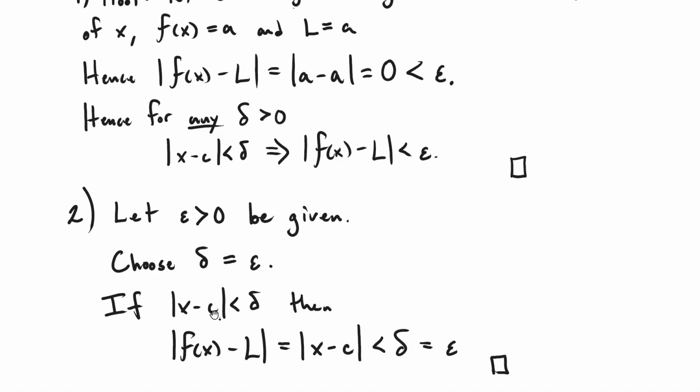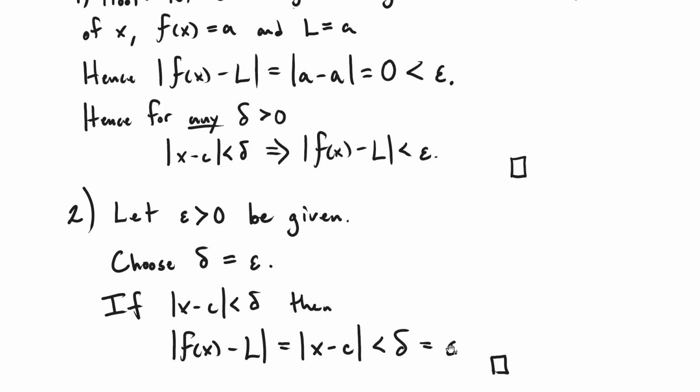If the magnitude of x minus c is less than delta, which is to say x is at least delta close to c, then f of x is at least delta close to L. That's because f of x is just x in this case, and L is just c. And hey, where have we seen those guys before? Exactly, when we talked about the conditions on delta.